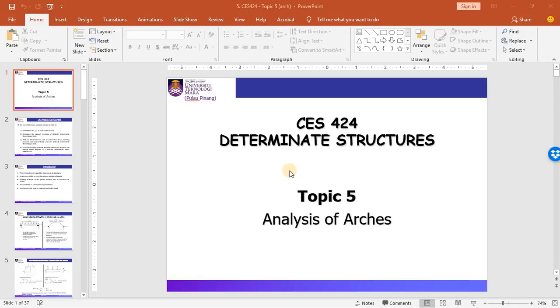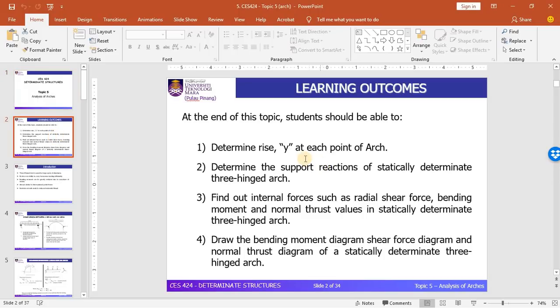Today we will learn a new topic on the analysis of arch. So this topic is topic 5 according to the lesson plan. Without further ado, let's start the lecture with the learning outcomes. In the learning outcomes, there are 4 things that you should grasp once we have completed this topic.